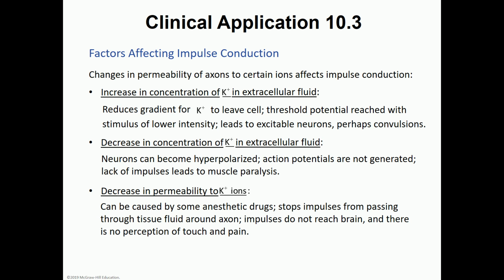when taking diuretics. A decrease in permeability to potassium ions is really what an anesthetic drug can do. It could use that fact, the importance of these potassium ions, in order to numb a neuron. It'll stop the impulses from passing through around the axon. The impulses are not going to reach the brain, and therefore there is no perception and there is no feeling of touch or pain.